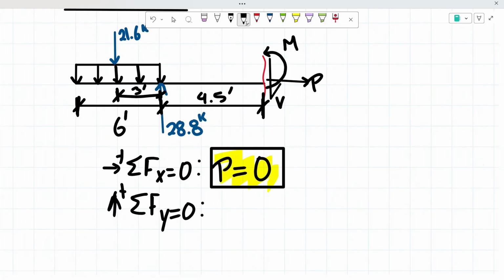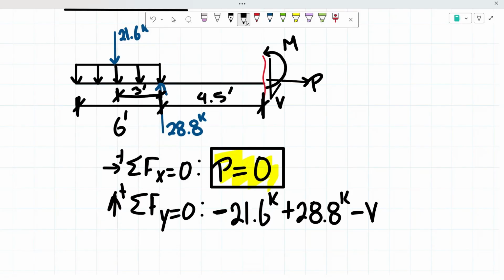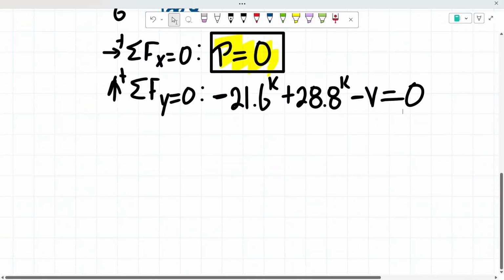As you guys can see, we have our 21.6 concentrated force from that distributed loading acting downwards, so that means negative 21.6 kips. From there, we have our reaction of 28.8 kips, so that's positive 28.8 kips. And then we have our shear force that, based off of our sign convention, we know will be going downwards, so that's a negative force, so negative shear force. We know that all of that has to equal 0.